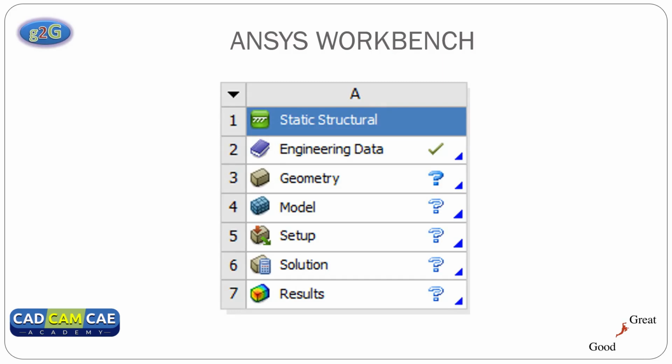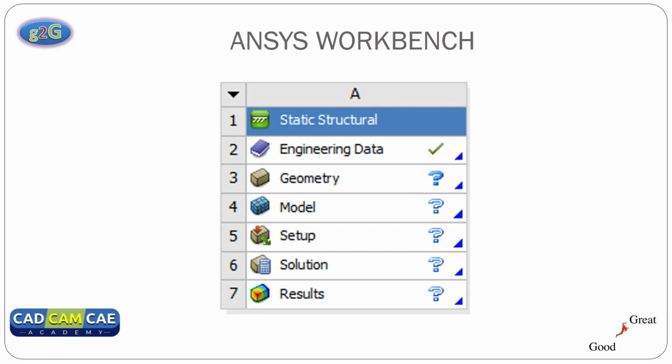So first is the engineering data, which is nothing but the material properties. Here we need to provide material properties from the ANSYS library or manually. Second is the geometry. Here we can import the geometry or we can also prepare a new geometry. Third is the model, that is nothing but meshing in the ANSYS Workbench. Fifth is the setup. In the setup, we need to apply a boundary condition.